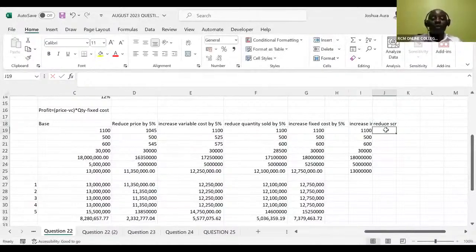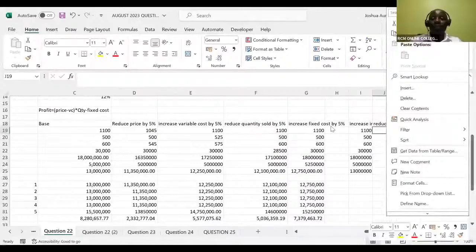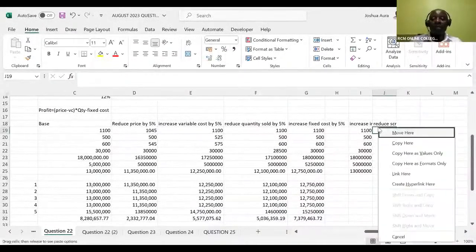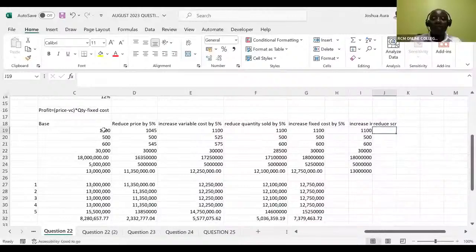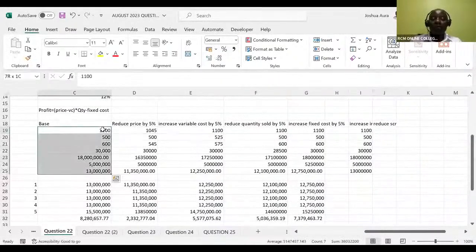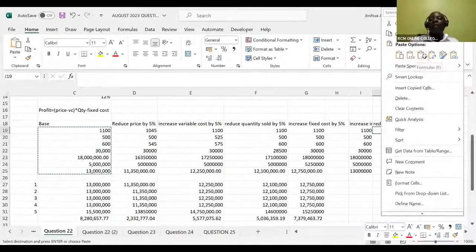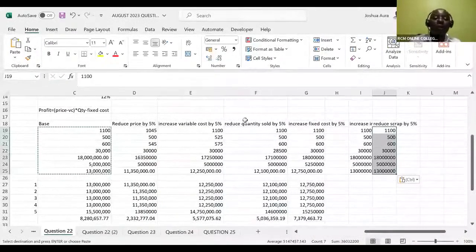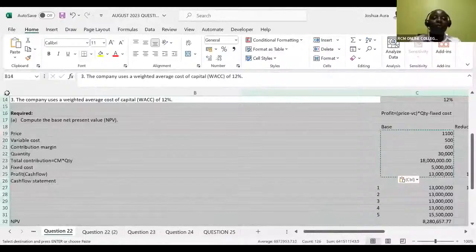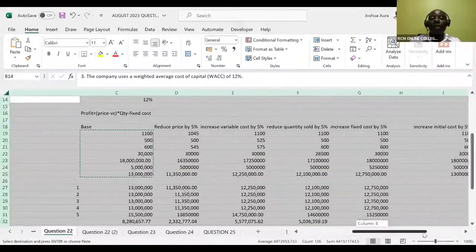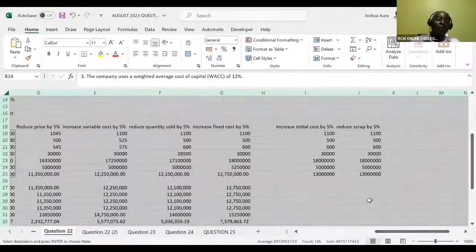Great. So control, I'm just picking this. I'll get back here to the base. Control C. We come back to this. Right click like that. Ladies and gentlemen, once I've done that, I'll remember here I was required to do something. The second one, I was required to increase the initial cost by 5%.